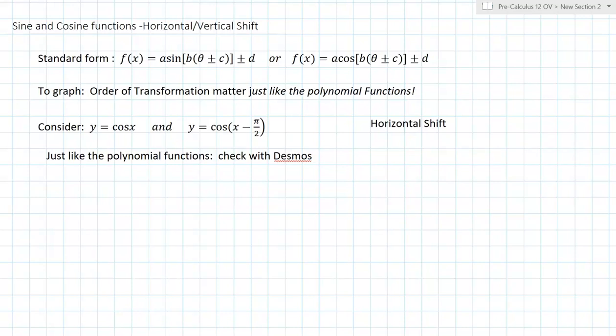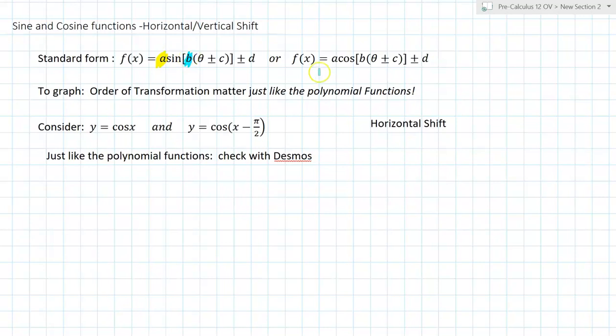Hello again. So we are going to continue with the sine and cosine functions. We're going to deal with horizontal and vertical shift for this section. So we have dealt with the amplitude, the leading coefficient. We have also dealt with the b value, which actually helps you to get the period of the function. Okay, so we dealt with b as well.